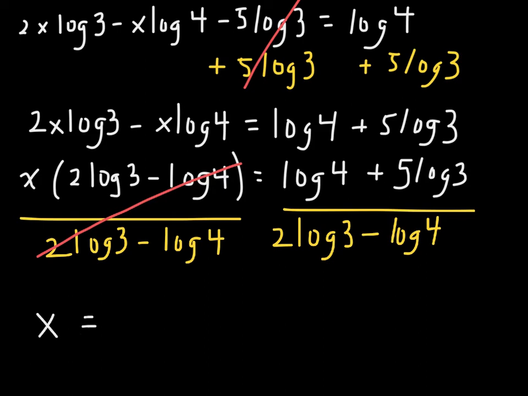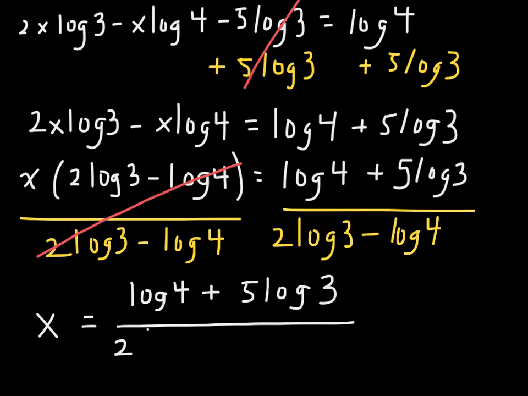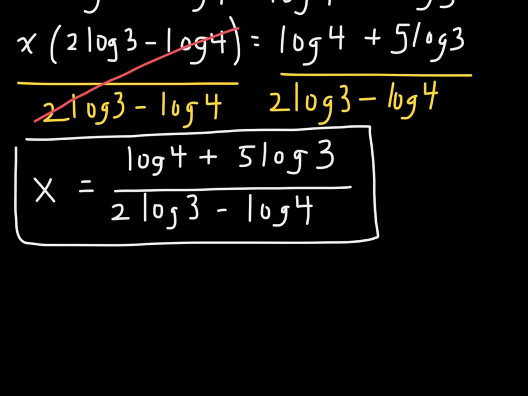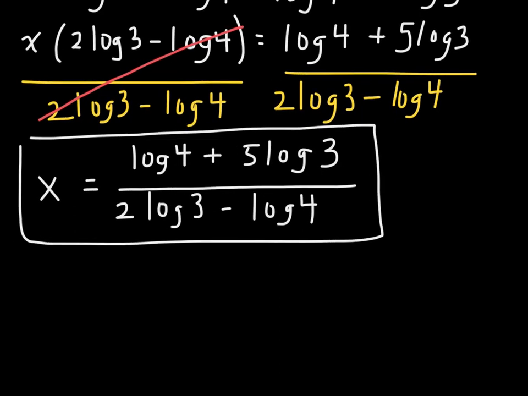So x is exactly equal to log 4 plus 5 log 3 in the numerator divided by 2 times log 3 minus log 4. This is an exact answer. If you want an approximation, of course, just like all the other problems, punch this into the calculator. I'm going to do that now and give you an approximation. When you punch all this into the calculator, you get approximately 8.4833, which is an approximation.